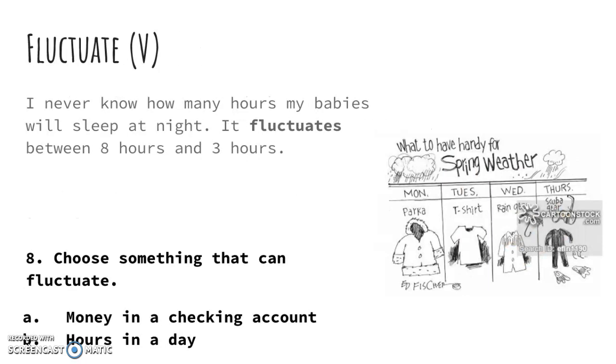Fluctuate. I never know how many hours my babies will sleep at night. It fluctuates between 8 hours and 3 hours. Choose something that can fluctuate. A. Money in a checking account, or B. Hours in a day.